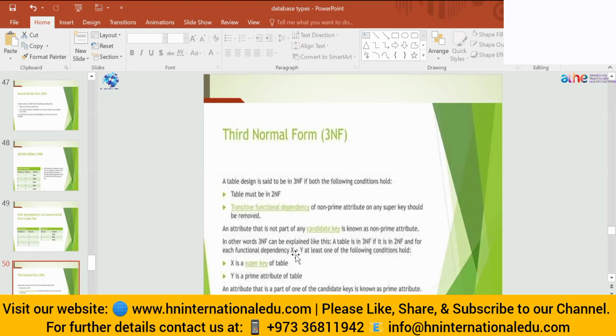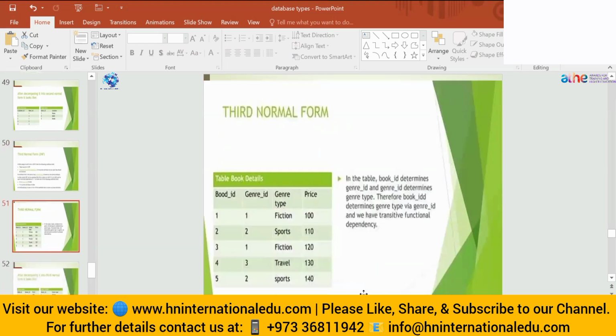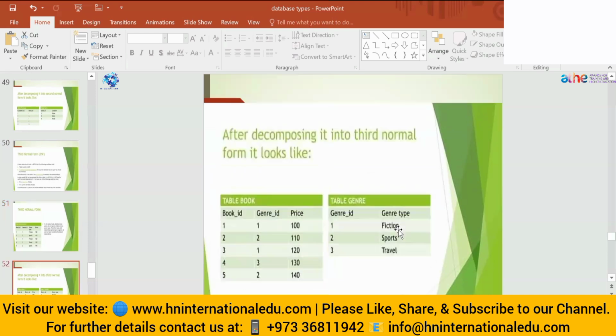For each functional dependency X determines Y, at least one of the following conditions holds: X is a super key of the table, or Y is a prime attribute of the table. An attribute that is part of a candidate key is known as a prime attribute. This is the table. In this table, the book ID determines the genre ID, and the genre ID determines the genre type. Therefore, book ID determines genre type via genre ID, and again we have a transitive functional dependency.